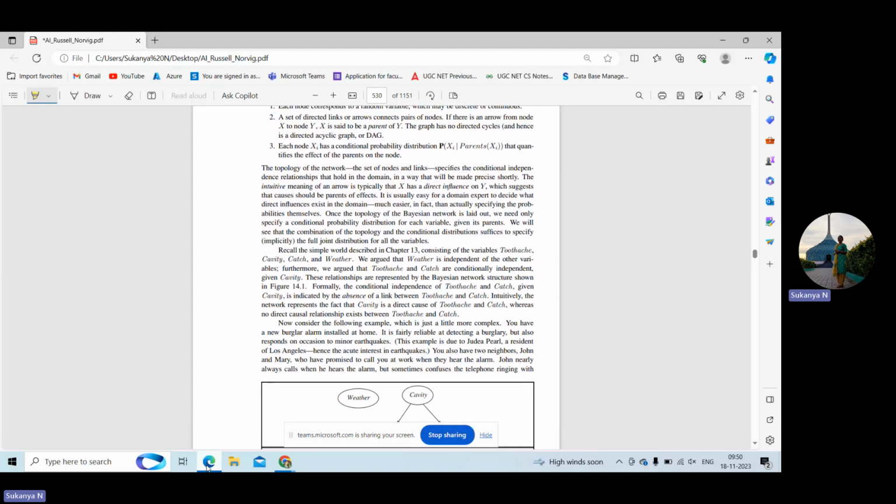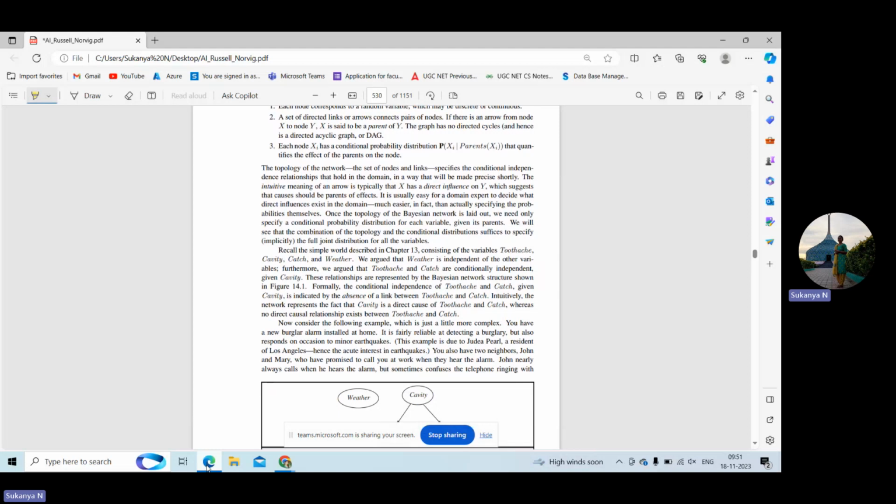So what will this John and Mary do? In case the alarm rings and Karthik is out of station, or he went to office or college, at that time John or Mary should call and inform him that there is a burglary or an earthquake. But the thing is, John will always get confused between the telephone ringing and the alarm sound, so he will miss the call. And Mary likes loud music, so because of that she will always miss the alarm sound. That kind of neighbors Karthik is having.